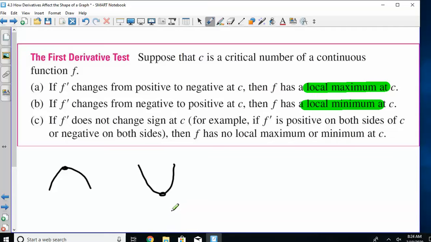If it does not change sign, so you find a critical point, but it's possible that when you test your critical point, you're positive on both sides of it, or you're negative on both sides of it. If that happens, if the sign does not change, then there is neither one. There is not a local maximum or minimum there, if the sign does not change.